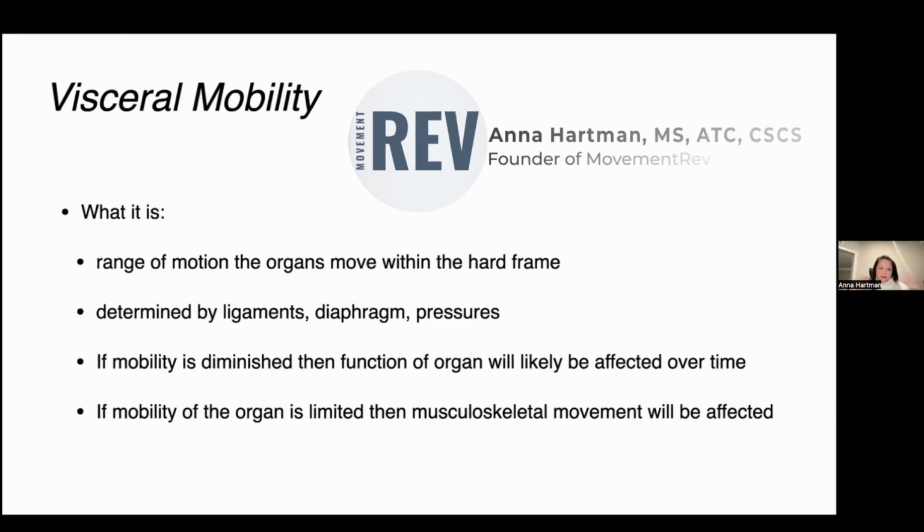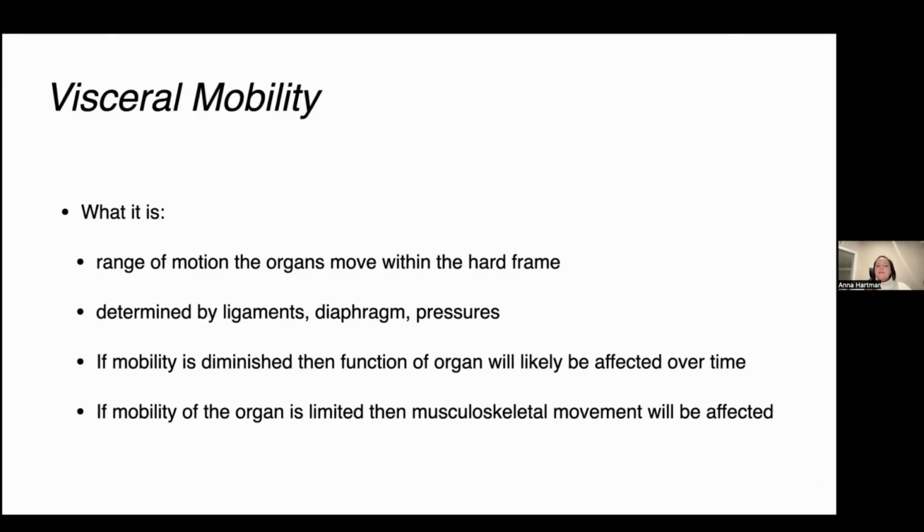What is visceral mobility? Visceral mobility is the range of motion the organs move within the hard frame. It's determined by ligaments, diaphragm, and pressures within the containers. Just like the organism, the whole body, if mobility is diminished, then the function will be affected over time.